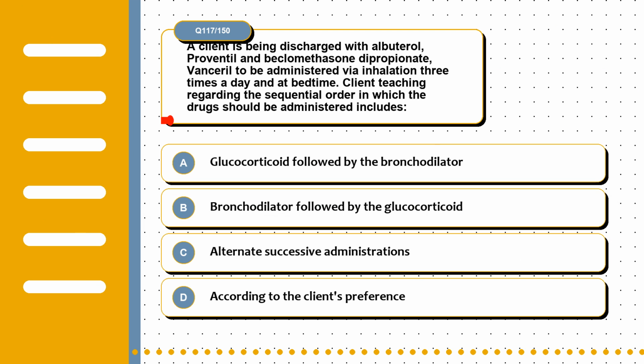Question 117. A client is being discharged with albuterol, Proventil, and beclomethasone dipropionate, Vanceril, to be administered via inhalation 3 times a day and at bedtime. Client teaching regarding the sequential order in which the drugs should be administered includes. Here are the options. Option A. Glucocorticoid followed by the bronchodilator. Option B. Bronchodilator followed by the glucocorticoid. Option C. Alternate successive administrations. Option D. According to the client's preference.